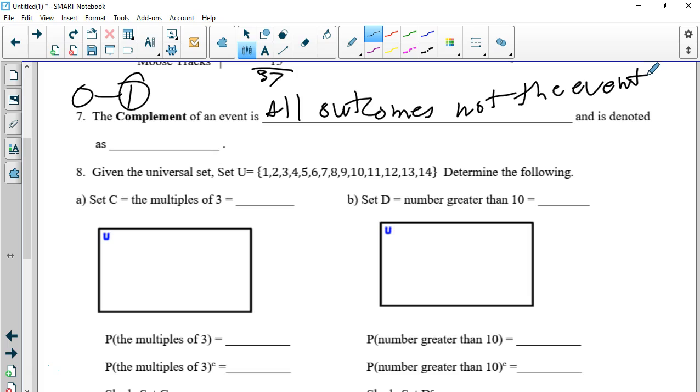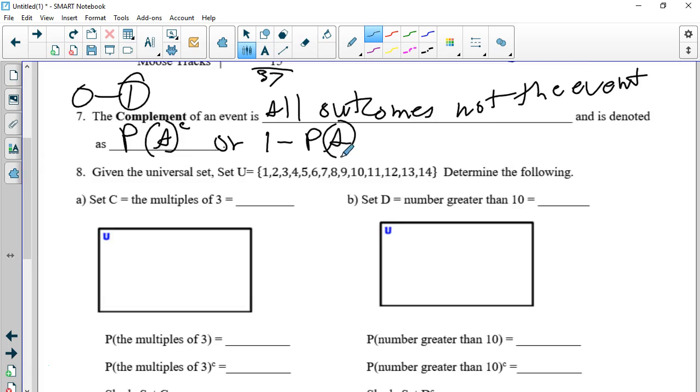And the way we denote it is this. Probability of A with this cute little C up there for complement. Again, mathematicians not too creative. The way to think about this is it's 1 minus the probability of A. That's the math behind it. We just subtract, whether it's a decimal or a fraction.